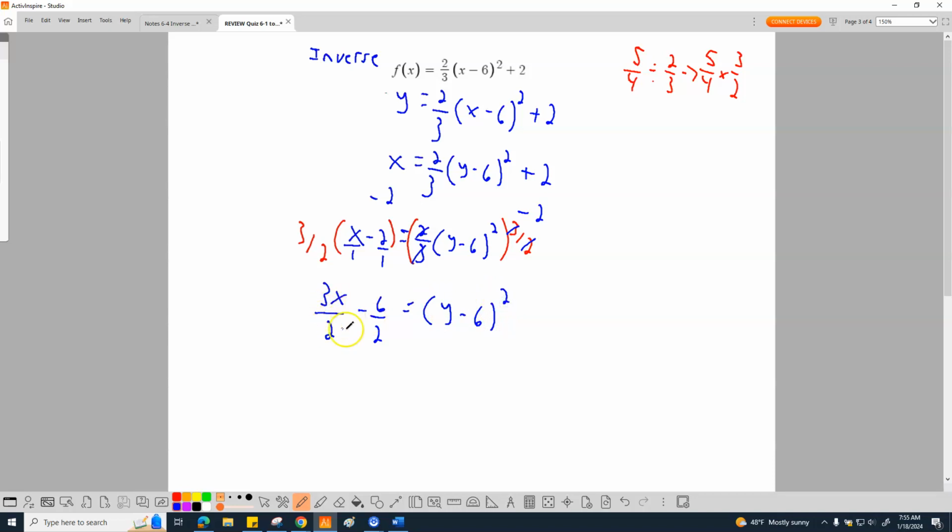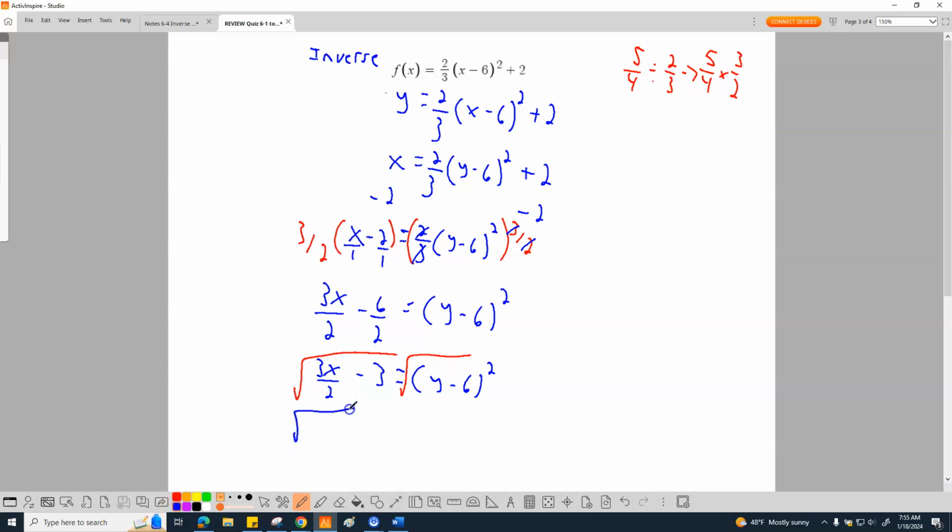So I'm going to go through and see if I can remove these 2's. This 3x over 2 has to stay. That stinks. But this can reduce down to 3, because 6 divided by 2 is 3. And now I have to do this. How do I get rid of this squared? Well, the opposite of squaring is square root. So I'm going to take the square root on both sides. You can see how I did that. And then what you're left with is this.